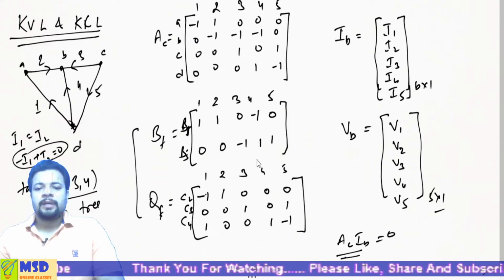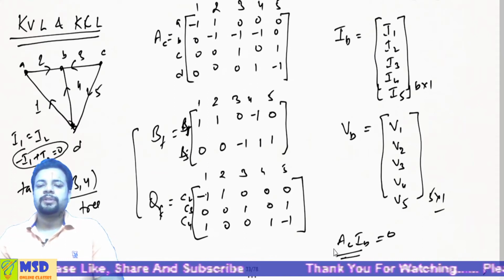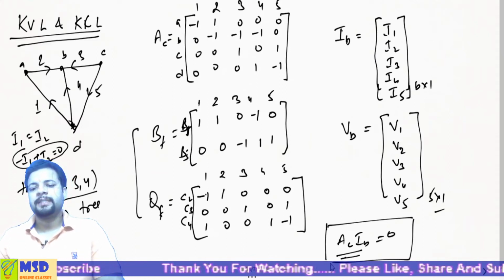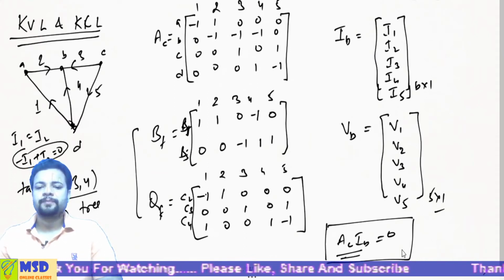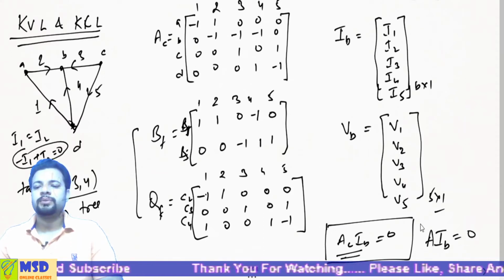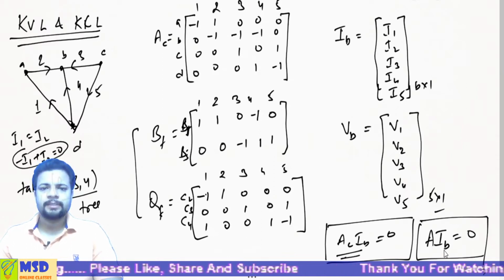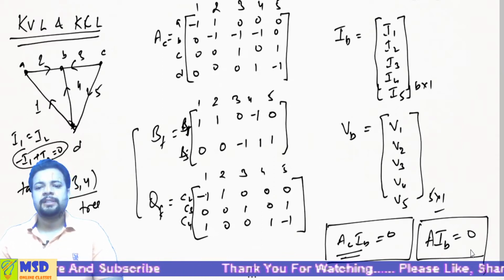So as per KCL, we know that all these elements should be equal to 0. The first is AC into IB is equal to 0, or we can also write A into IB is equal to 0. If you have used reduced incidence matrix, then again the result should be the same.